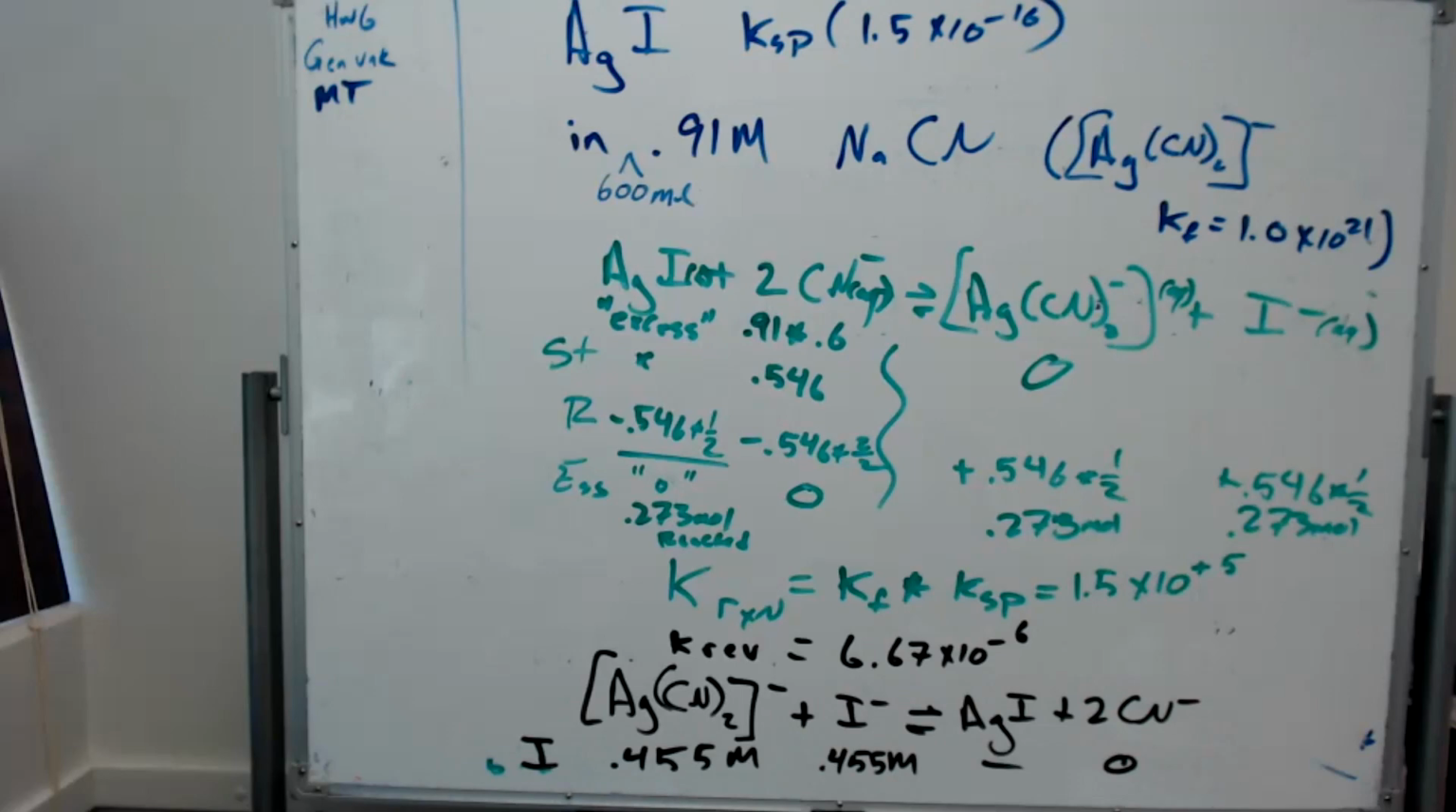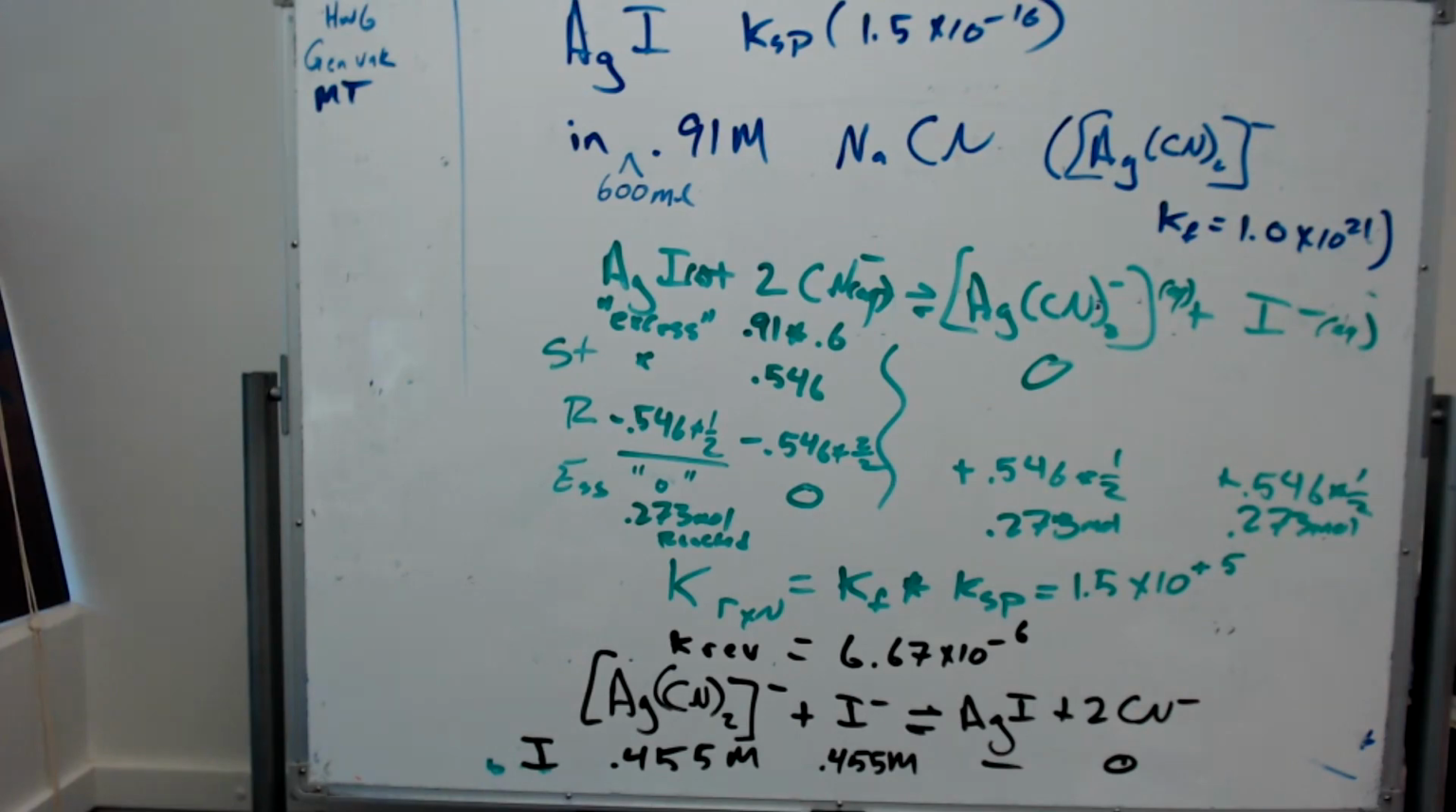Answer would be 0.273. Your answer would be 0.455, right? For the molar solubility of the silver iodide. Yeah. The molar solubility of silver iodide in 600 milliliters of 0.91 molar solution of sodium cyanide would be 0.455 molar. Should be a pretty dramatic increase from part A and B. Like 10 to the 21 times more soluble. Right? Having that metal complex formation dramatically changes the apparent solubility.